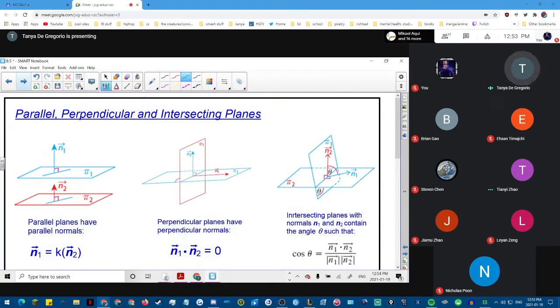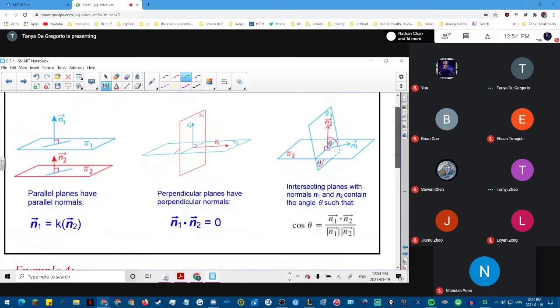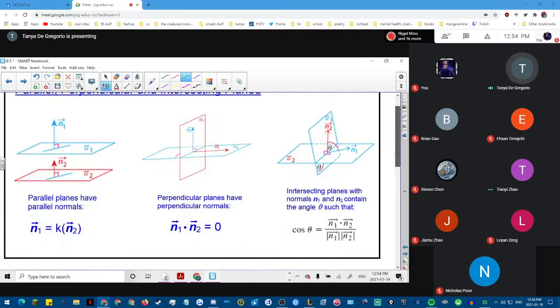So the first case that I have here, I'm showing two planes that are parallel. And what I'm trying to show you here is that if two planes are parallel, their normals are also parallel. Do you see that? In the second one, I'm showing two planes that are perpendicular. So I'm going to keep the color. So here is the normal to the red plane. Here is the normal to the blue plane. Notice that the normals are also perpendicular.